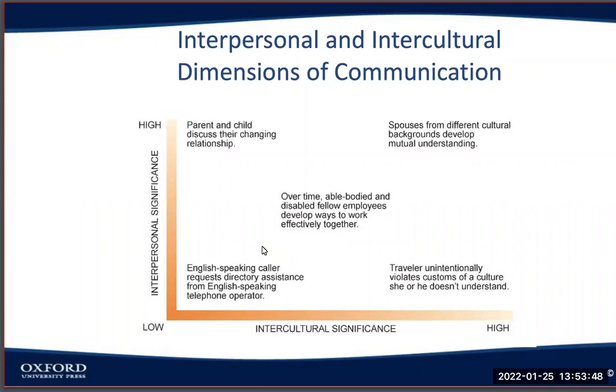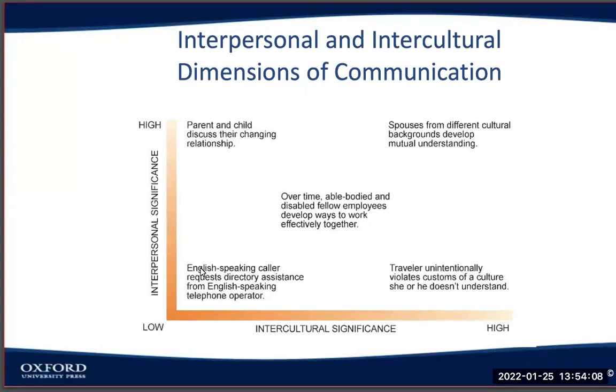As listed in this graph, you can see in this area here is interpersonal significance, low and high. And then down here, we have intercultural significance in the low and high. And then among these examples, at the top here, high, we have parent and child discussing their changing relationship.